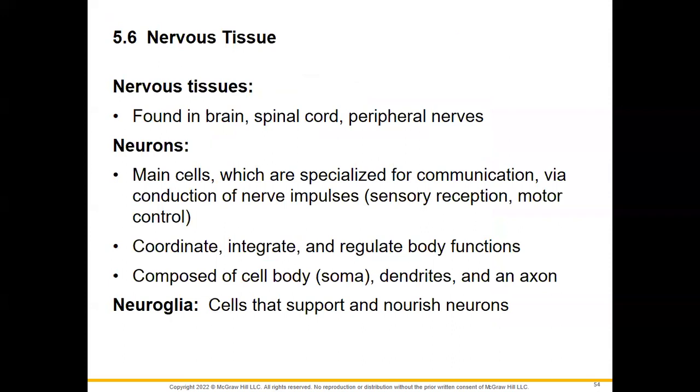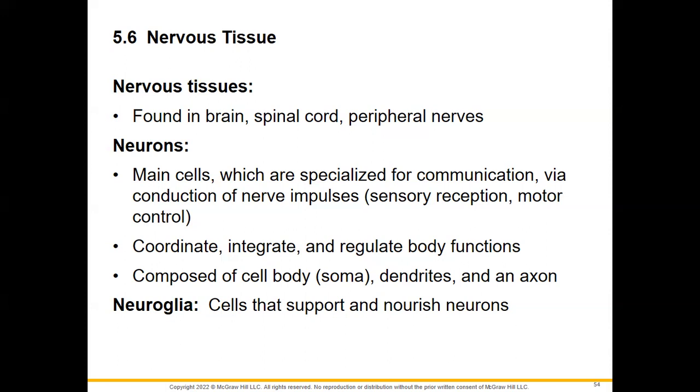The final tissue type is nervous tissue. Nervous tissue is going to be what's found in your brain, your spinal cord, and in the nerves that leave the brain and spinal cord and service the rest of the body, the periphery of the body. Neurons are going to be your main nervous cells. These are cells that are specialized for communication, and the way it communicates is by sending electrical impulses, nerve impulses.